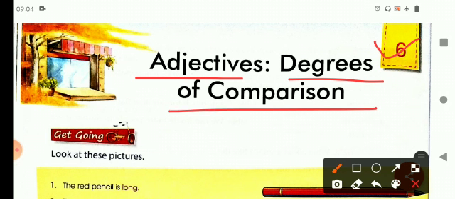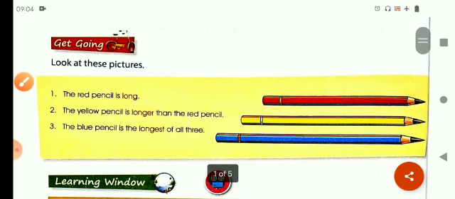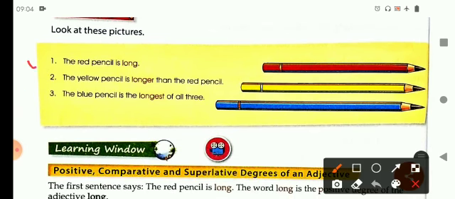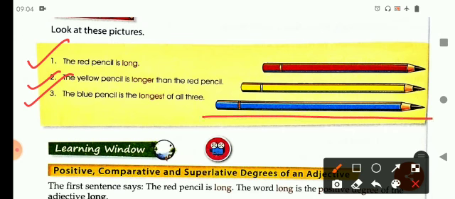Now children, what are degrees of comparison? Adjectives, when changed in their form to show comparison, this is called degrees of comparison. Now to understand the degrees of comparison, look at this picture. The red pencil is long, the yellow pencil is longer than the red pencil. The blue pencil is the longest of all three.